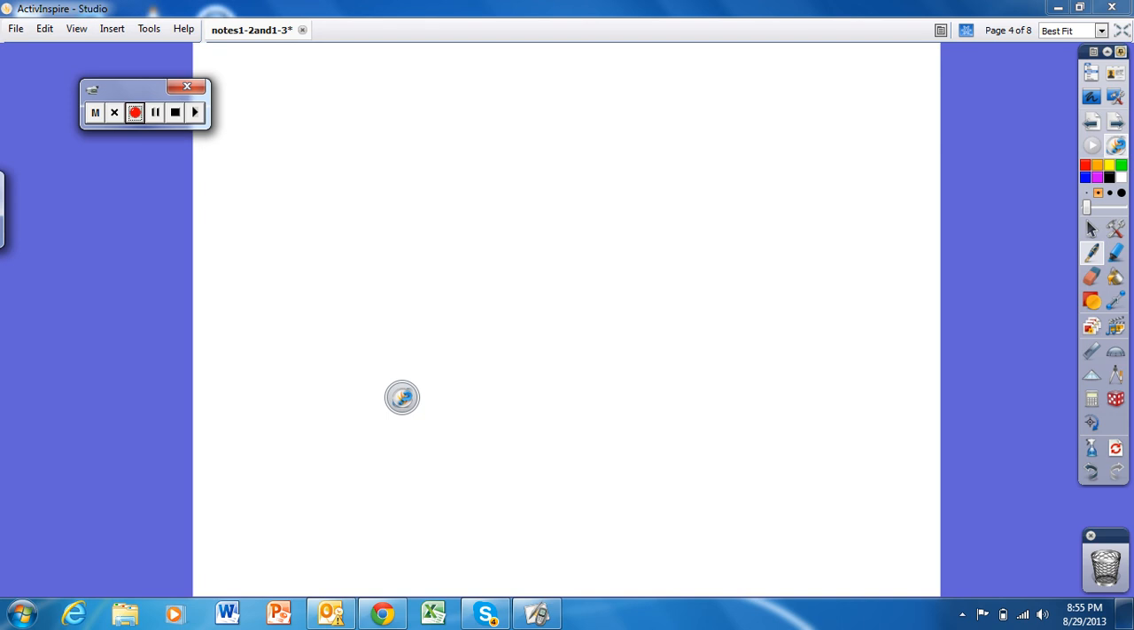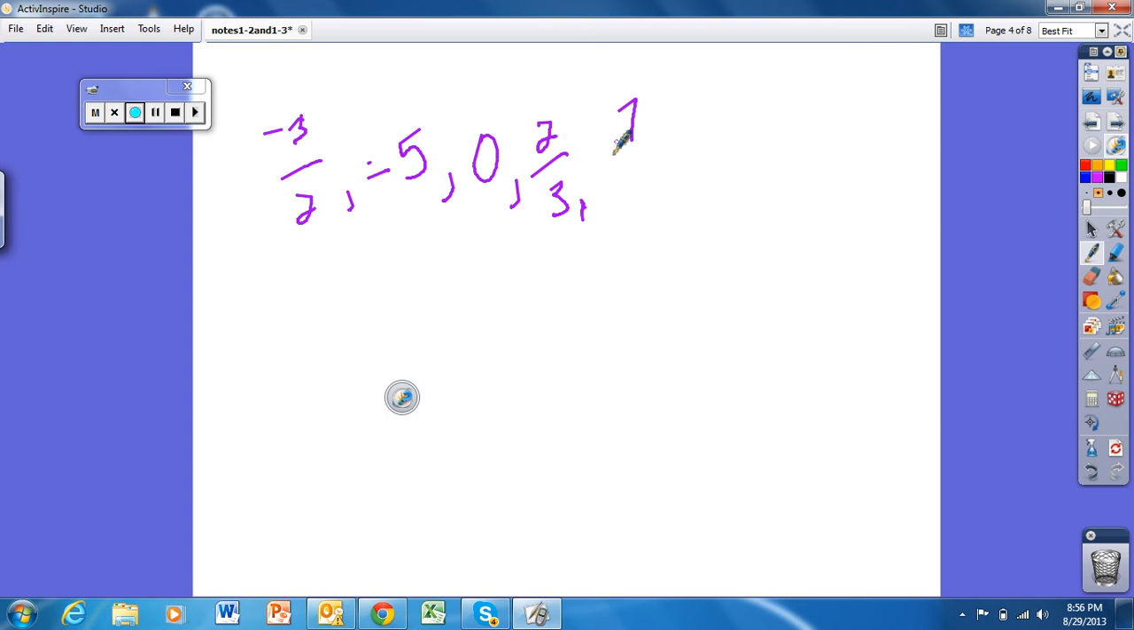There's also two other topics in section 1.2 about graphing numbers on a number line. So let's just do an example. Negative 3 halves, negative 5, 0, 2/3, and 7/4. If you were to put all those numbers on a number line, where would they be?